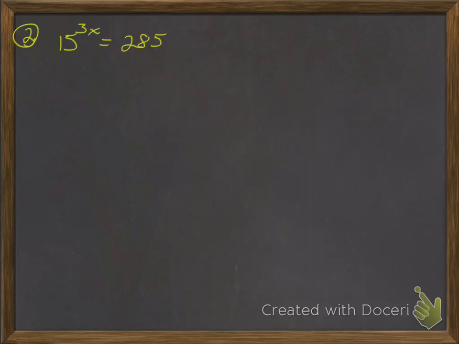Okay, so for this one, I can't do that. I can't get 15 and 285 to be a power of the same base. So the way you're going to do this is you're going to solve it using logs. And it's in exponential form, so to solve it, we're going to change it to log form. So log base 15, keep the base of 285, go away, come back, is equal to 3x. So now in the calculator you can find the value of log base 15 with 285.